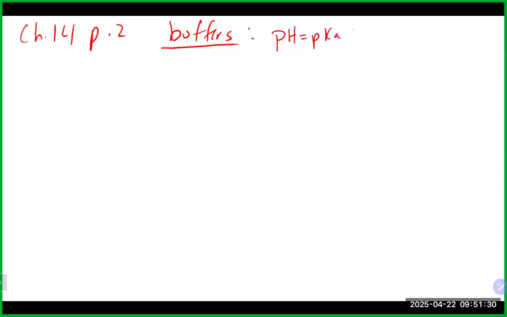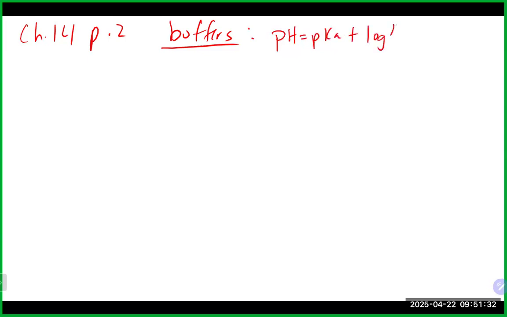We're going to continue on here. We've been talking chapter 14, part 2. Pretty much last time we finished up buffers. And again, remember, buffers are really the common ion effect, and it is really the only place where, as a very friendly reminder, that you should use the Henderson-Hasselbalch equation.